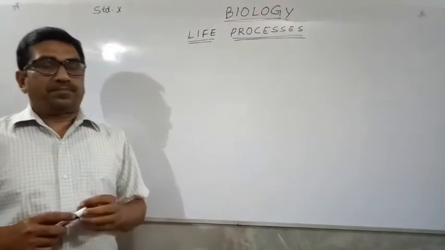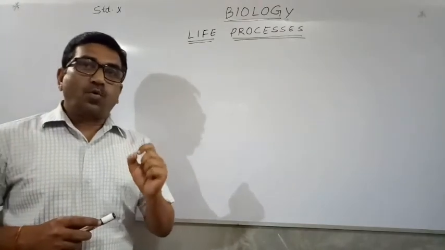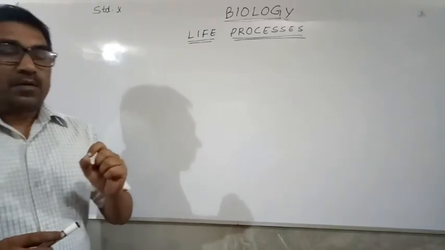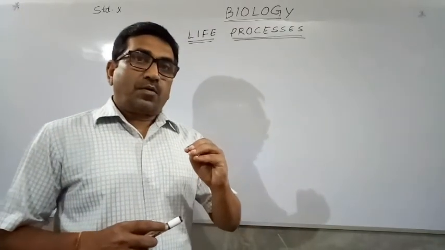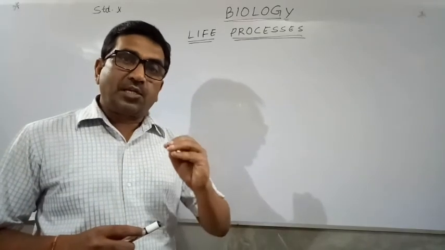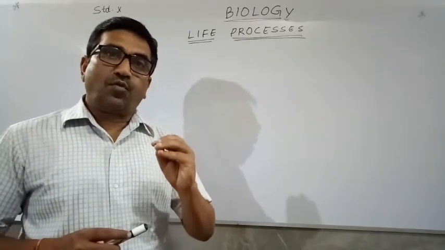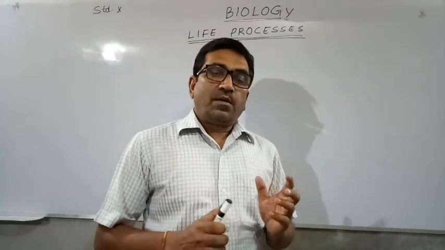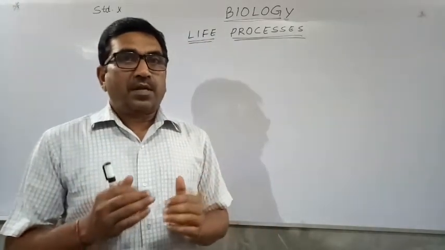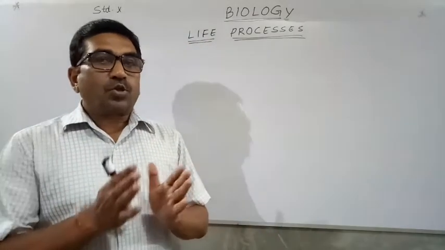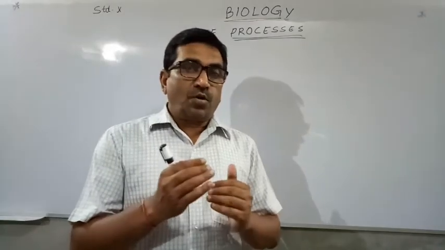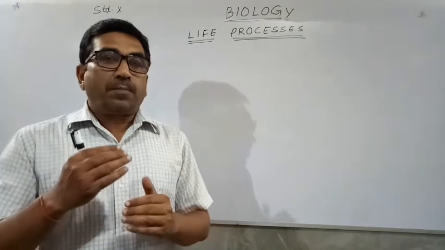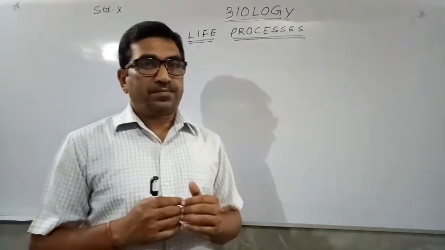In this class, we are going to discuss the constituents, or the raw materials, that are required for the process of photosynthesis. In the previous video, we discussed autotrophic nutrition, or the autotrophic type of nutrition, and how the plants prepare their own food.